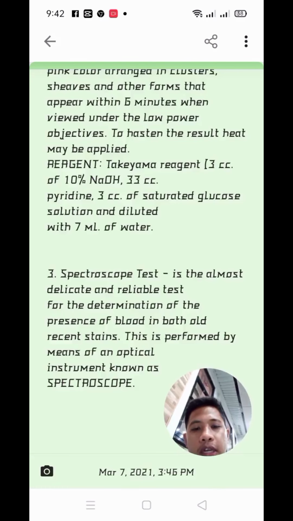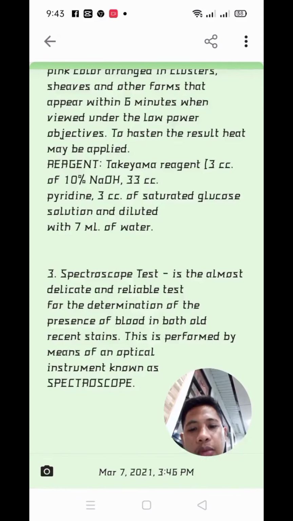And last, this is the most delicate and reliable test for determining the presence of blood in both old and recent stains. This is performed by means of an optical instrument known as a spectroscope. And that's all. Thank you.